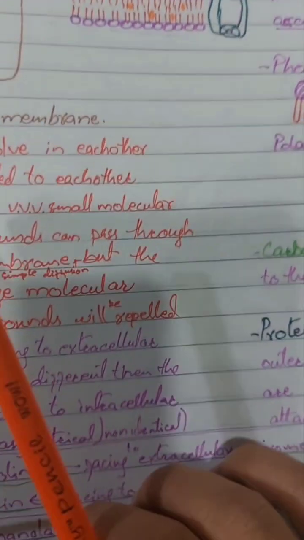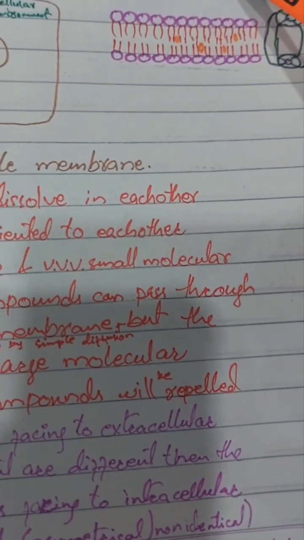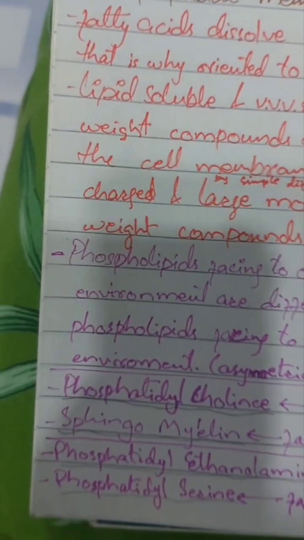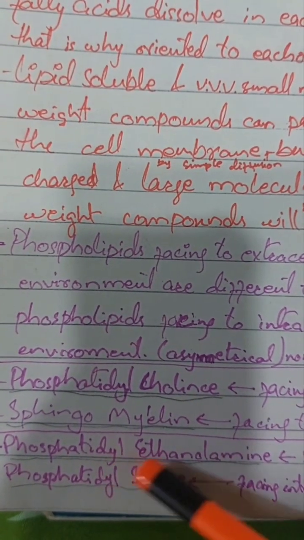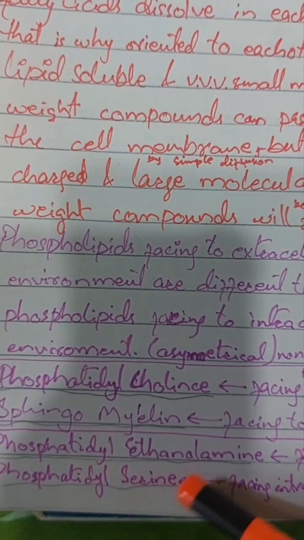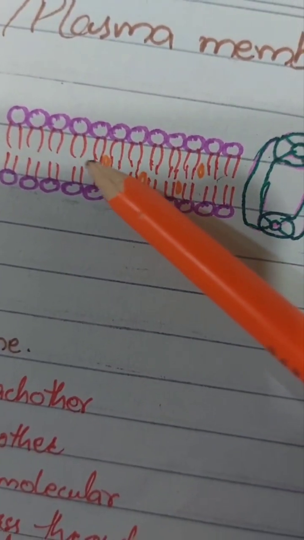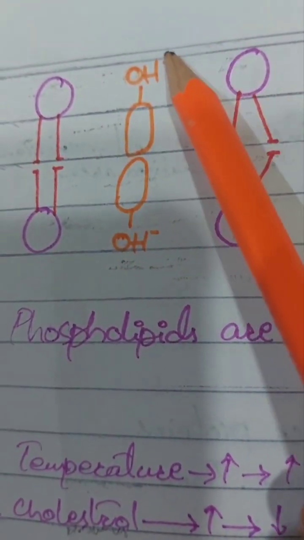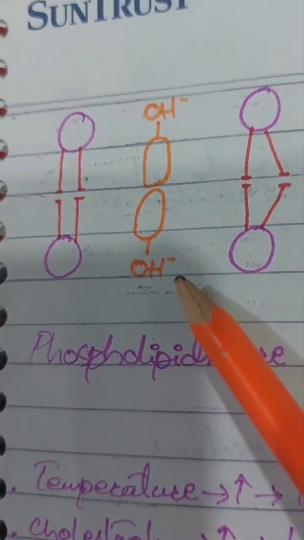The phospholipids present on the outer leaflet passing towards the extracellular environment are phosphatidylcholine and sphingomyelin, and phosphatidylethanolamine and phosphatidylserine pass towards the intracellular. Another component present in the cell membrane is cholesterol, which is present between the fatty acids. Cholesterol has its hydroxyl group passing towards the aqueous environment.